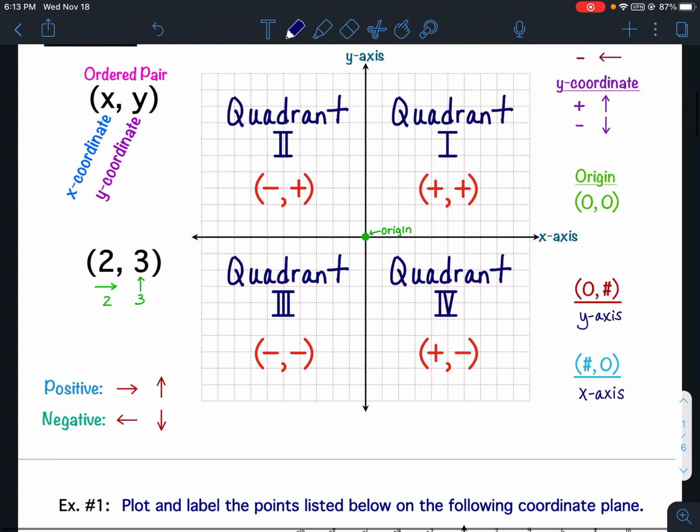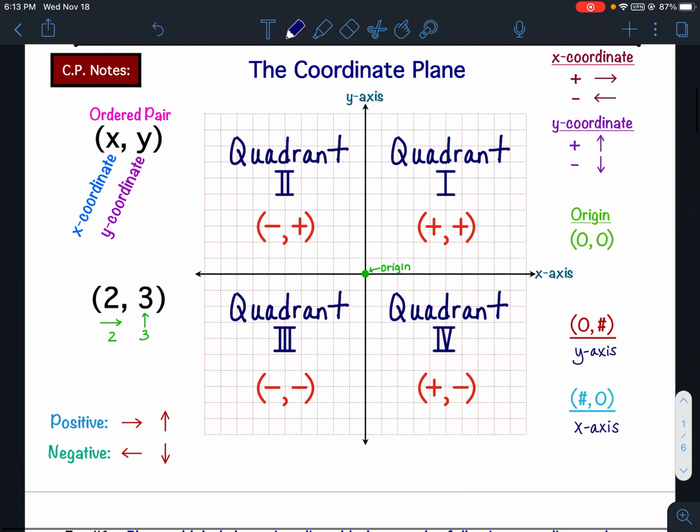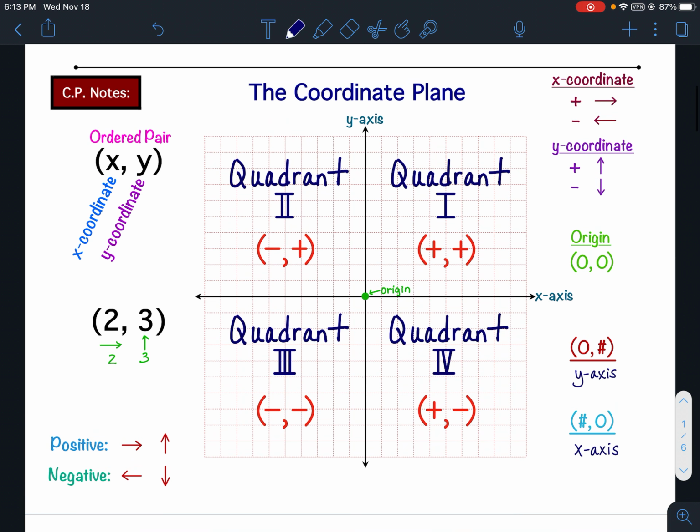Okay, so that is all the information that we're going to write on the coordinate plane. So again, remember, you're going to be plotting ordered pairs. The first number is called the x-coordinate. The second number is called the y-coordinate. The x-coordinate moves left or right. The y-coordinate moves up or down. You always start at the origin, which is 0, 0. And again, if positive, move to the right or up. Negative moves to the left or down, depending on which coordinate you're looking at. If you have any questions on the coordinate plane, please do not hesitate to ask.